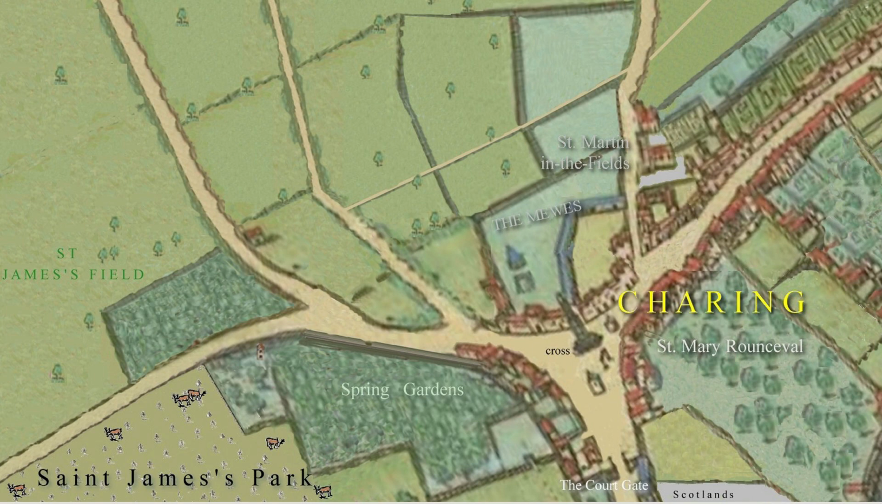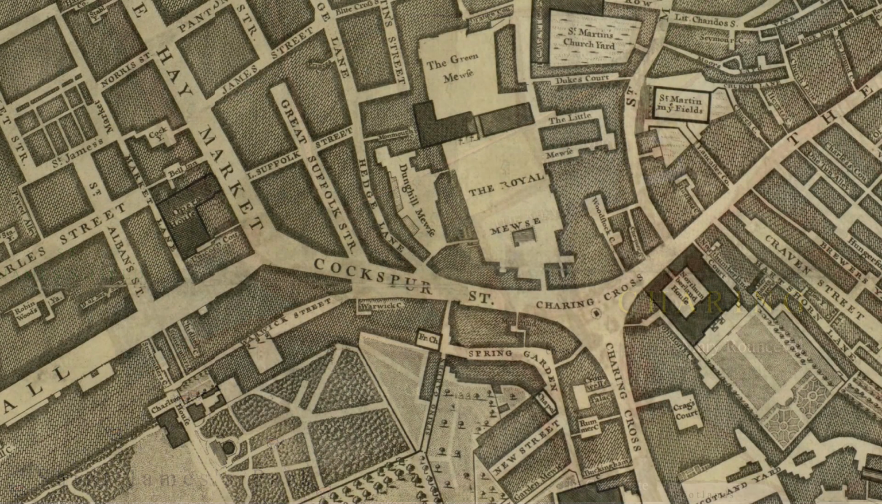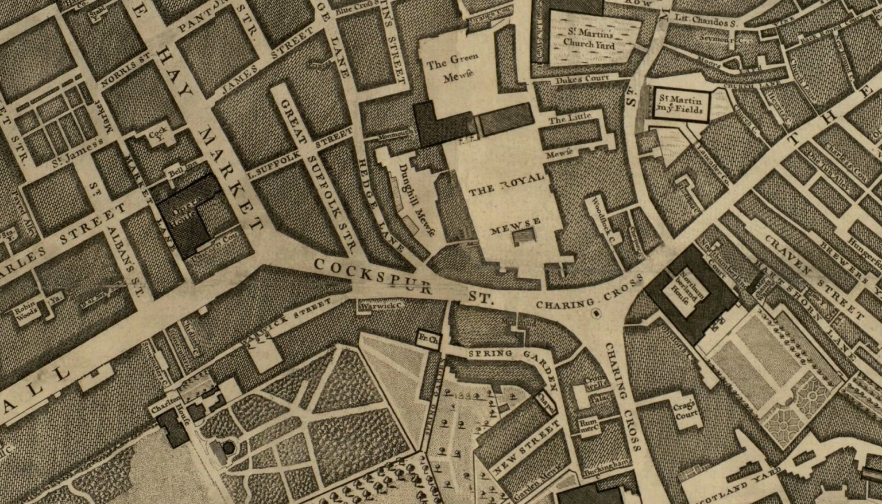Let's travel forward in time 200 years. A man called John Rocque created a major map of London, and this is the Charing Cross section of that map. The main thing to note is how urban the area has become by 1741. There's a point on the map marking where Charing Cross had been, but the memorial had been destroyed in 1647 on the orders of Oliver Cromwell during the English Civil War.